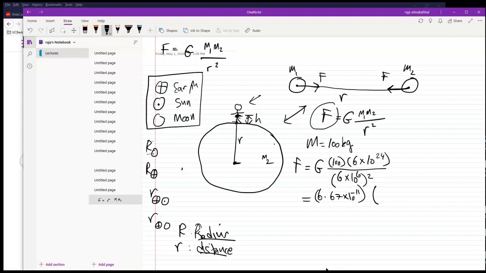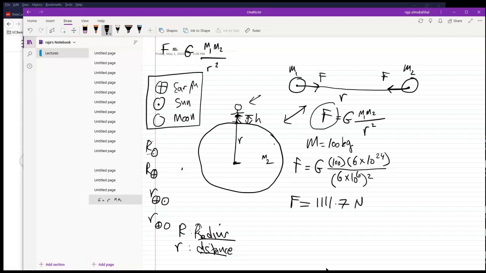Let's calculate this number. So I have here 100 times 6e24 times 6.67e-11 divided by 6.0e6 squared. I was able to calculate the whole thing in one shot, and the answer is roughly 1011.7 Newton, correct?